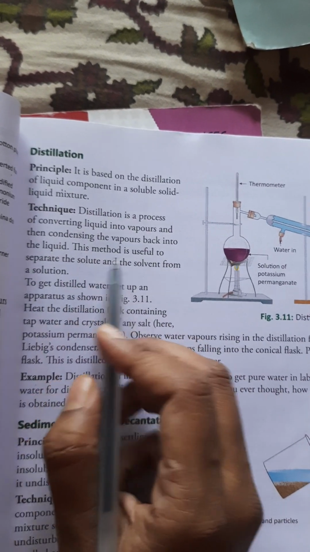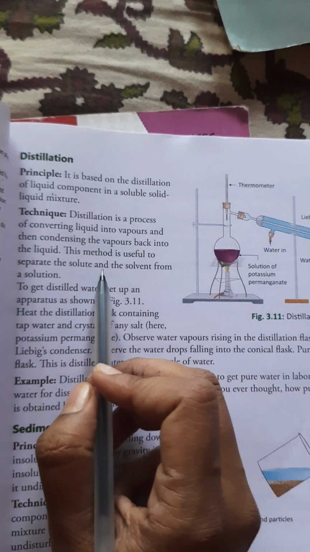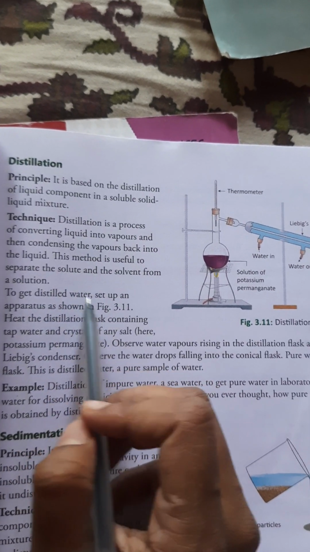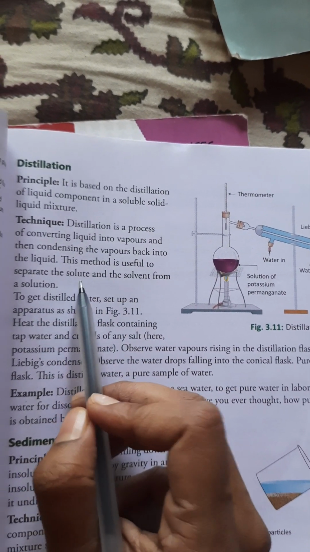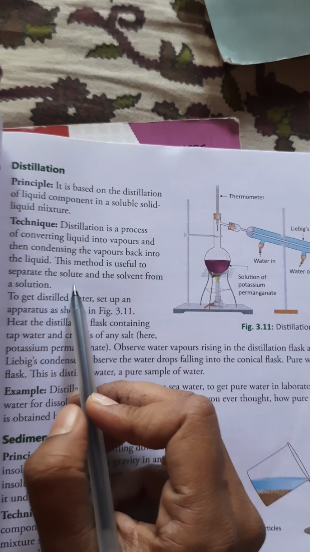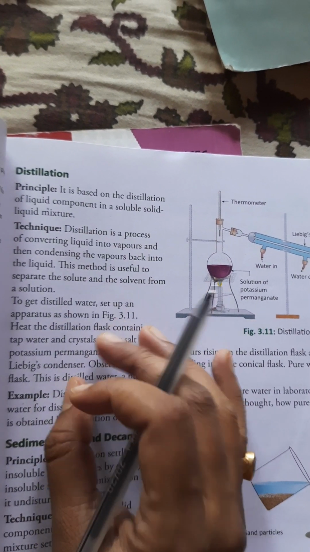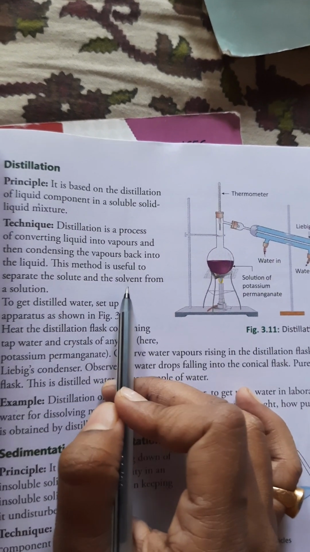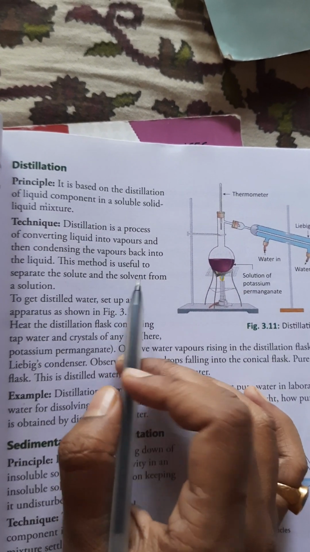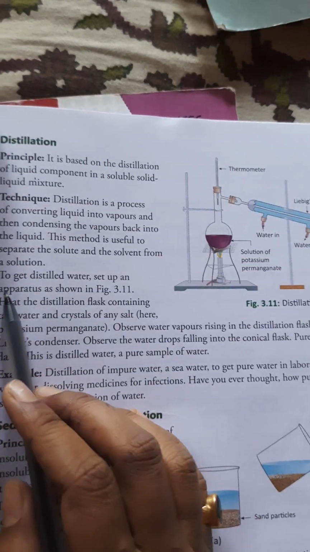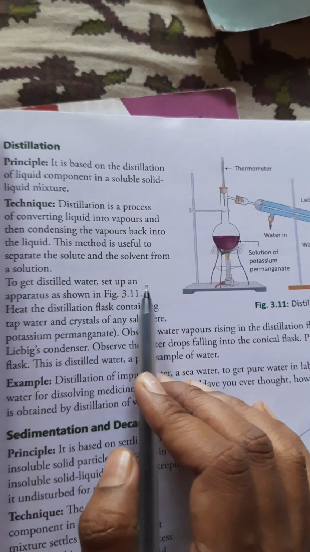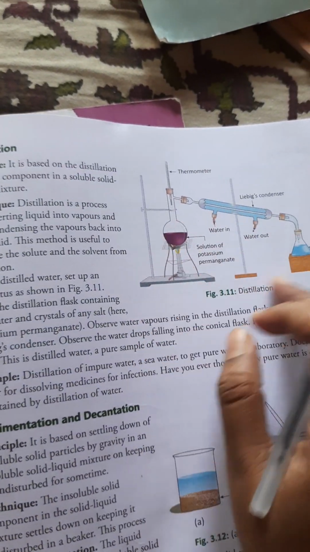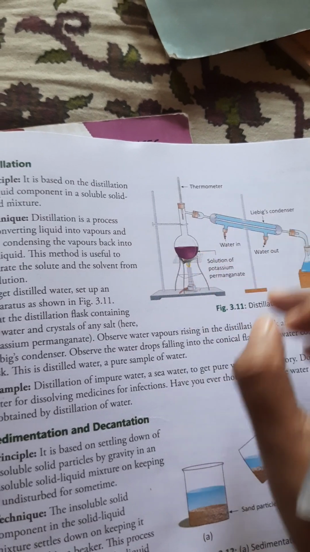You all know what solute and solvent mean. If you have taken a salt solution, salt is the solute and water is the solvent. The lesser amount present in a solution is the solute, and the larger amount of any substance present in a solution is called the solvent. To get distilled water, set up the apparatus as shown in figure 3.11. See, this is the setup of apparatus for distillation.